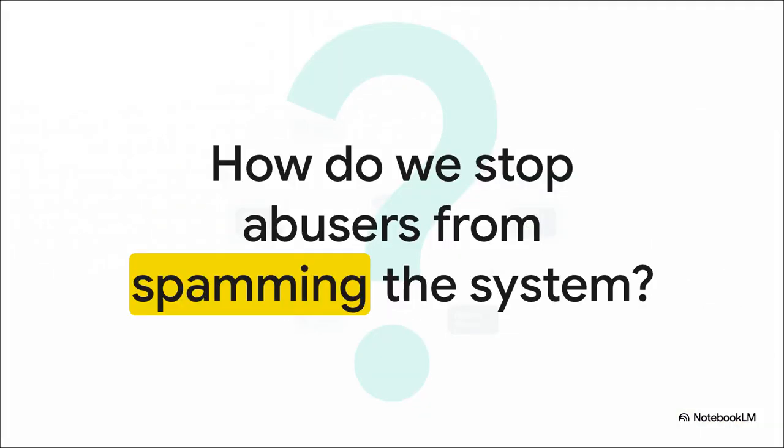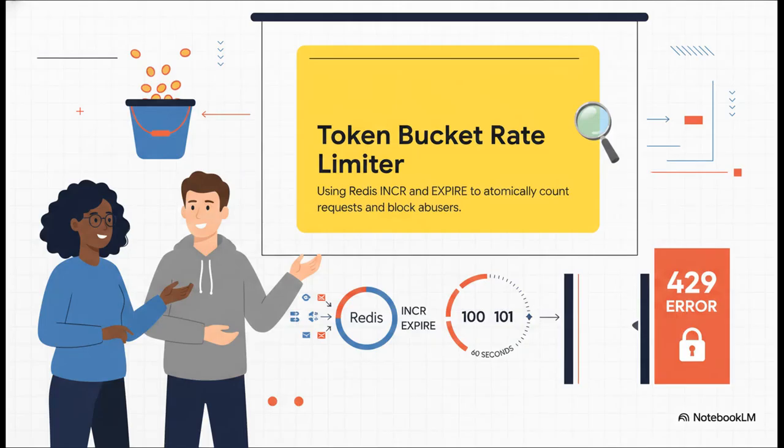Picture this. Your React front end starts sending requests to the Django API, but right out of the gate, we hit a massive security challenge. How do we stop abusers from just spamming the system? I mean, if someone writes a script to generate 1 million links a minute, they'd easily overwhelm our PostgreSQL database. The incredibly elegant defense mechanism here is a token bucket rate limiter, and it's powered by Redis.